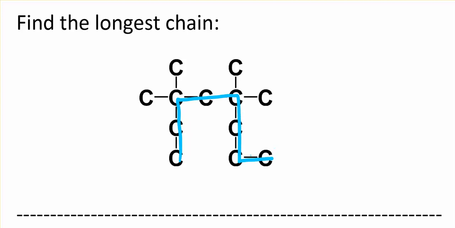Like this. Sometimes people will think this one that's sticking out is a 1-methyl, a methyl on the first carbon. You'll never have a 1-methyl group. If you do, you haven't found your longest chain.